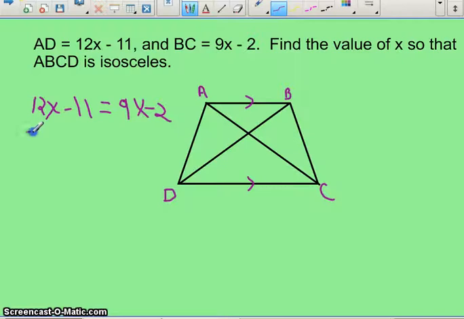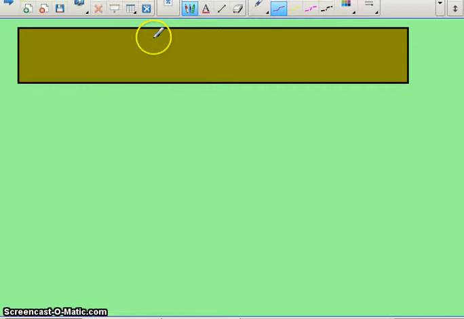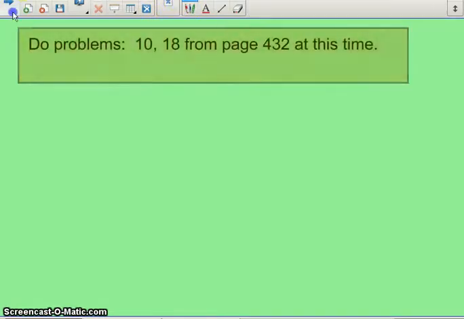Alright, I'm going to subtract the 9x, which will be 3x. And then, let's see, plus 11 over here. It looks to be a 9. So when I divide by 3, x would equal 3. Bada boom, bada bang, we're done with that one. Let's see, regular geometry students, bam, there you go.